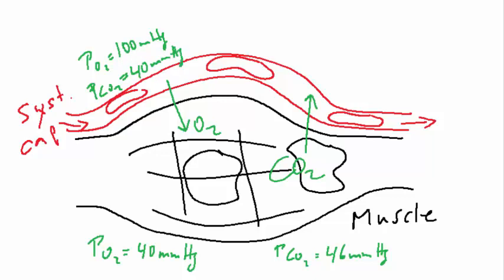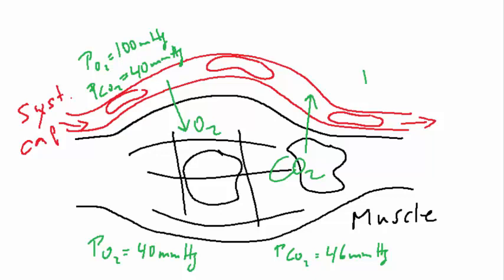Okay, so look at the driving pressure for oxygen, going from 100 millimeters of mercury down to 40. So oxygen is traveling from the systemic capillaries into the muscle fiber. On the other hand, for carbon dioxide, the pressure is higher in the muscle at 46 millimeters of mercury, versus in the bloodstream coming in, it was only 40. So carbon dioxide is moving out of the muscle.